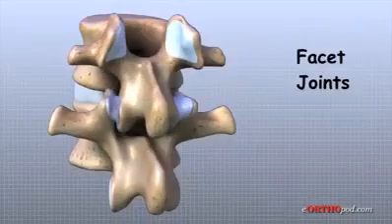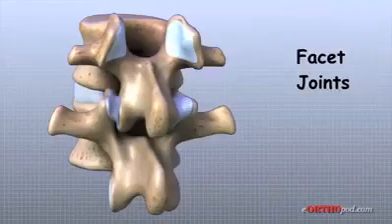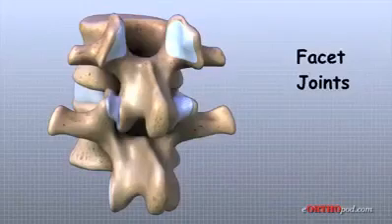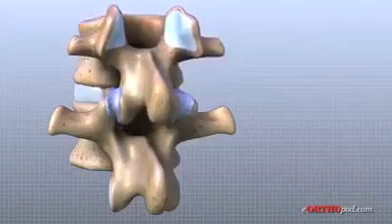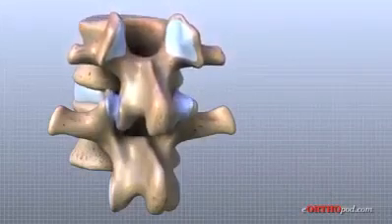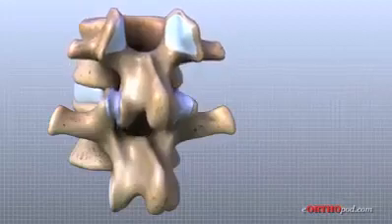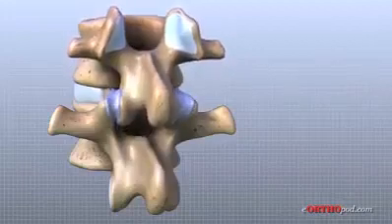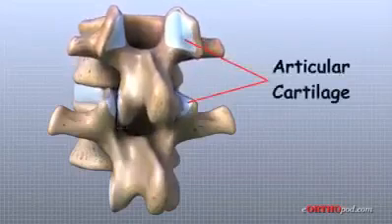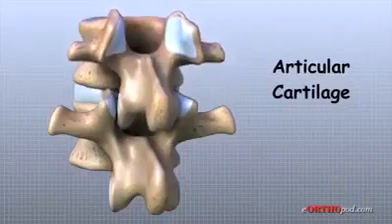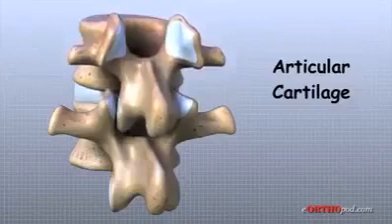A facet joint is a small bony knob that sticks out from the vertebral body at the back of the lumbar spine. Where these knobs meet, they form a synovial joint that connects the 2 vertebrae. The facet joints of the lumbar spine move together in a sliding motion as you bend forward and backward. The surfaces of the facet joints are covered by articular cartilage. Articular cartilage is a smooth, rubbery material that covers the ends of most joints. It allows the bone ends to move against each other smoothly without friction.